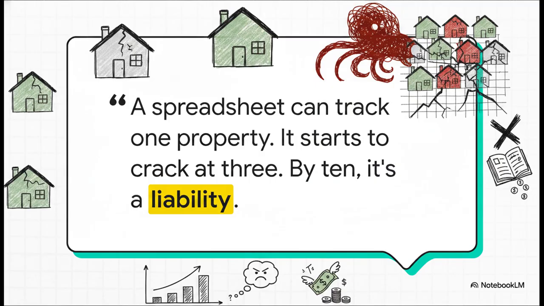The source material actually captures this soul-crushing reality of bookkeeping perfectly. It says a spreadsheet can track one property. It starts to crack at 3. By 10, it's a liability. It really is. When a basic system fails to scale with an expanding portfolio, it doesn't just create a massive headache at tax time. Worse than that, it actively masks inefficiencies and quietly bleeds your net operating income dry.